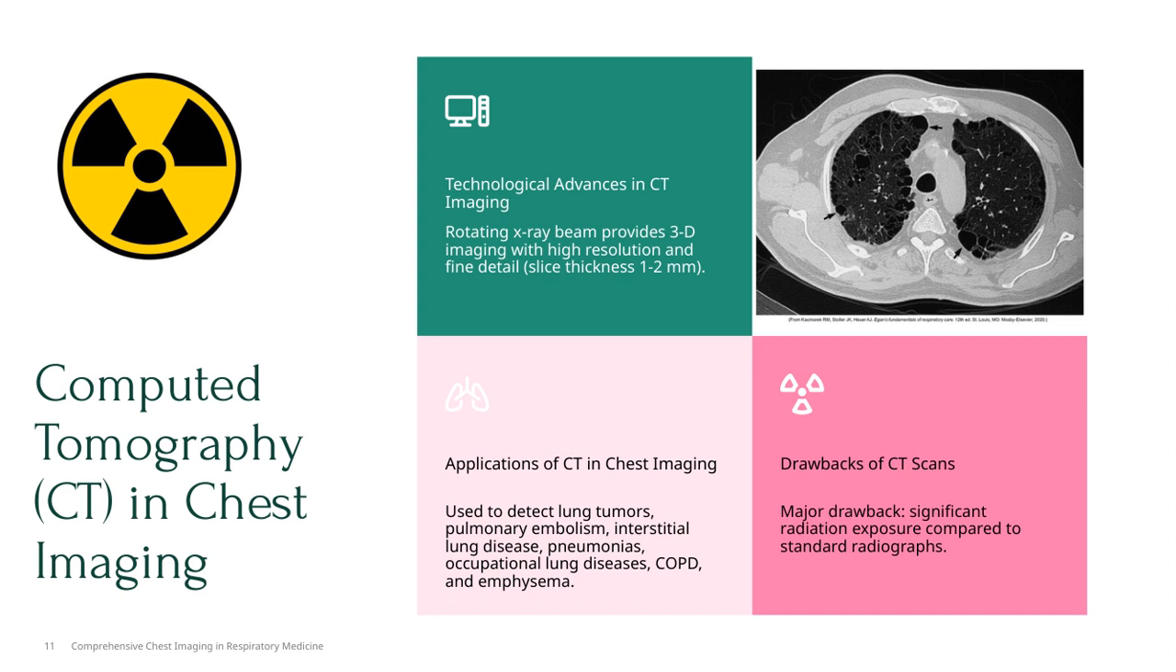Moving on to the applications, CT scans are incredibly versatile. They're used to detect lung tumors, which is vital for early cancer diagnosis. They help identify pulmonary embolisms, which are life-threatening blood clots in the lungs. CT imaging is also invaluable for assessing interstitial lung diseases, pneumonias, occupational lung diseases, COPD, and emphysema. Essentially, whenever there's a complex or subtle lung issue, CT can provide detailed insights that other imaging methods might miss.